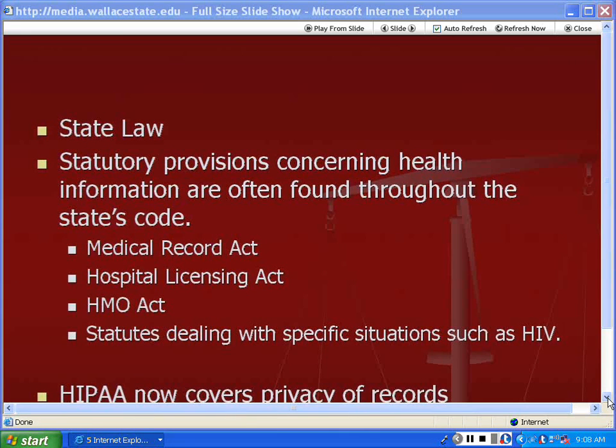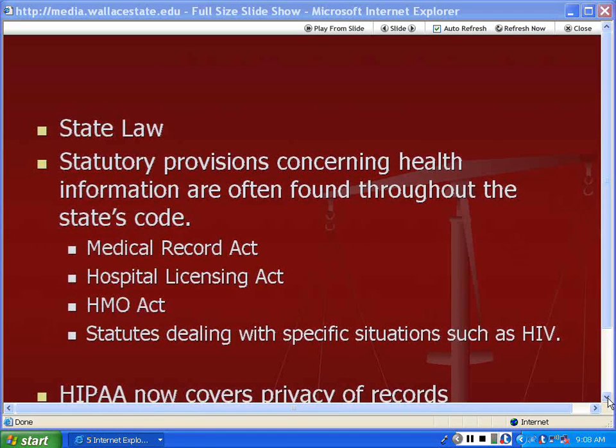And when I say, probably for the 10th time in 5 minutes, that HIPAA now covers the privacy of records, I put it on the slide so that I could mention that if there's a state law and a federal law, which HIPAA is, and they are in conflict, then HIPAA or the federal regulation or law will supersede. Meaning, if the state law says one thing and it is not along the lines of what HIPAA or any federal law says, then you go by the federal law. You go by the higher law, basically.